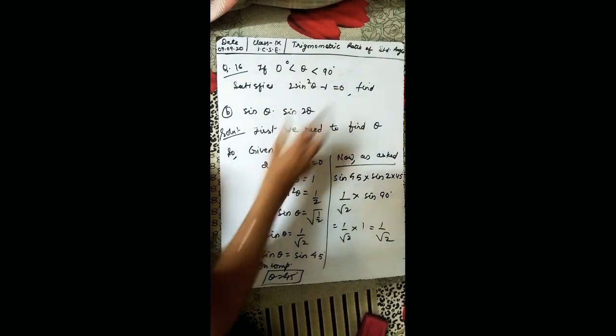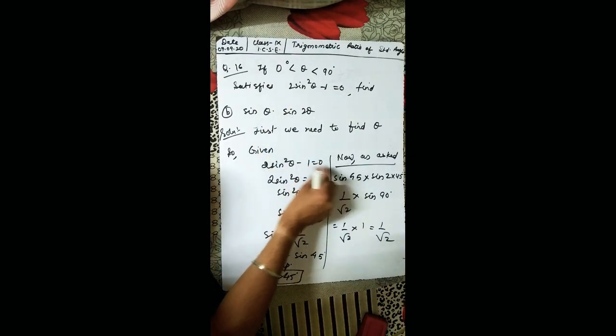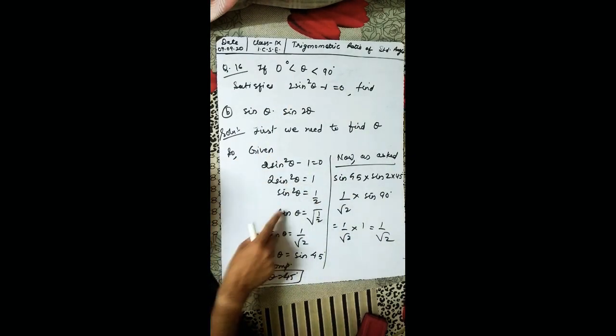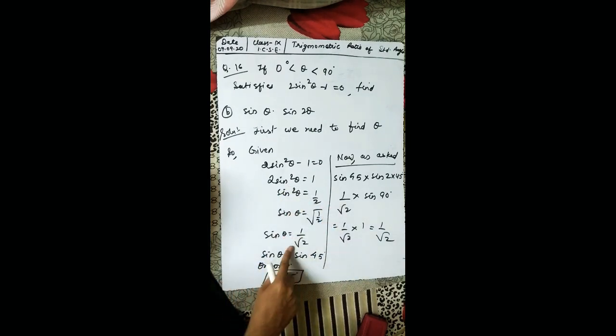Okay, so take this equation, 2 sine square theta minus 1. Take 1 that side, 2 in the denominator. Square is cancelled, root 1 upon under root 2.